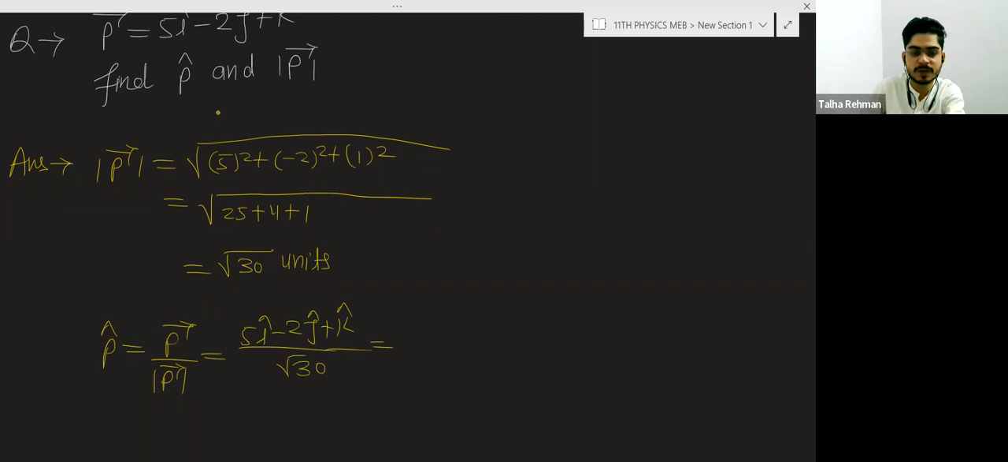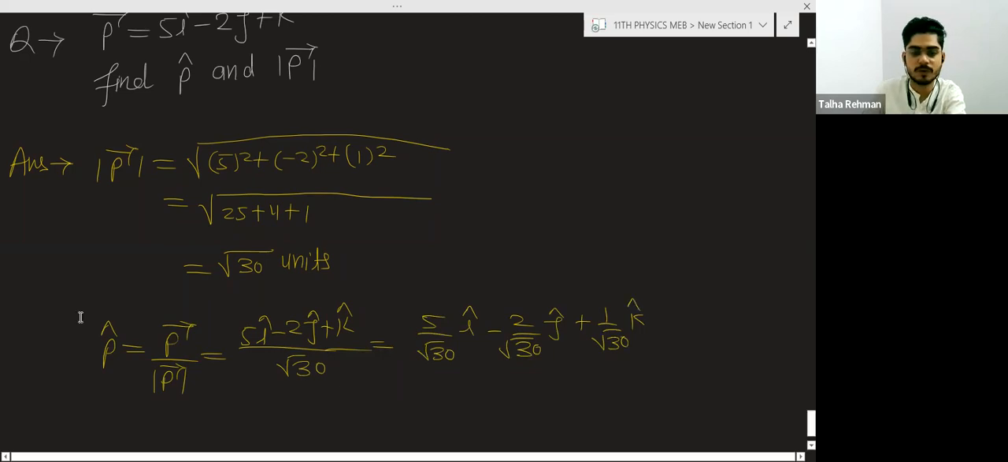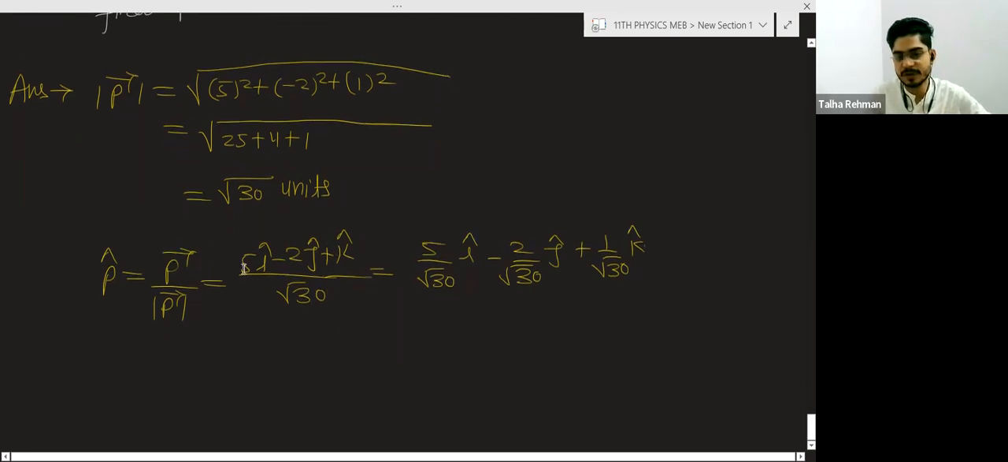So if you solve it further, you will get 5 by root 30 of i cap minus 2 by root 30 of j cap plus 1 by root 30 of k cap. Okay, you will divide this 5i minus 2j plus k cap by root 30. So each term will be divided by root 30.